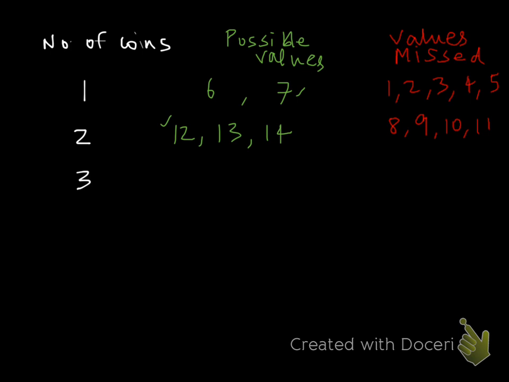Alright, let's put another coin in the pocket. The possible values: 3 of them could be 6 each, 18. Two 6s and one 7, 19. One 6 and two 7s, and 3 of them 7 each. And again, the value moved from 14 to 18. So I missed 15, 16 and 17.